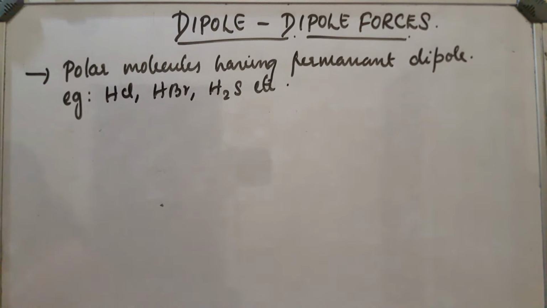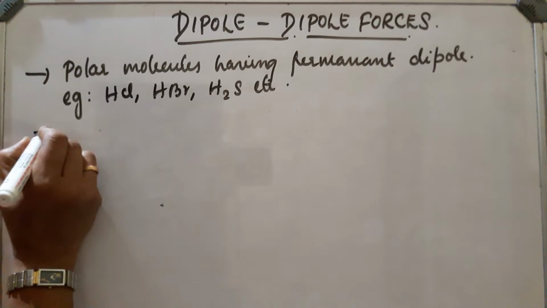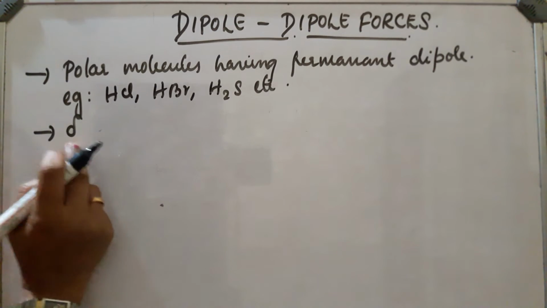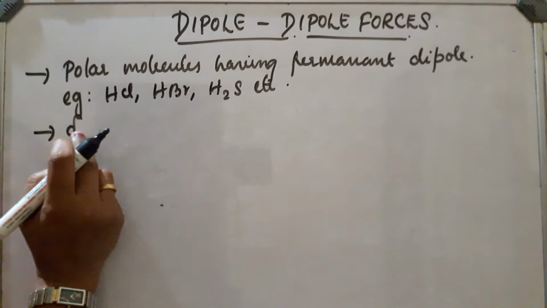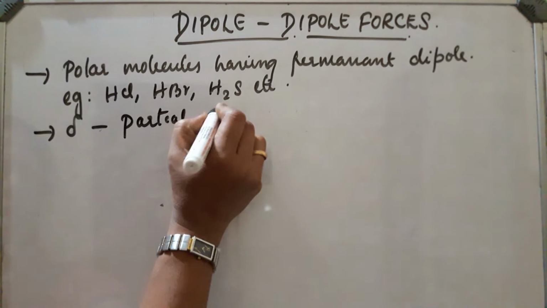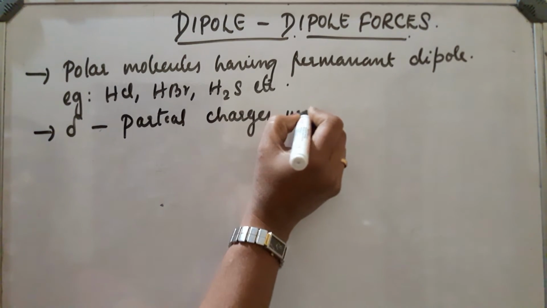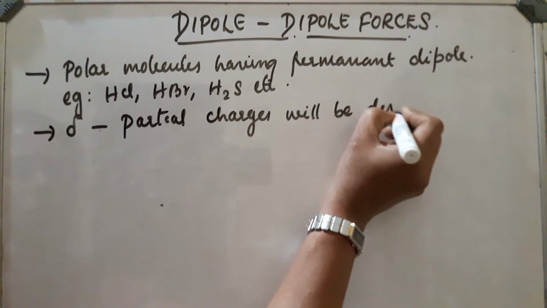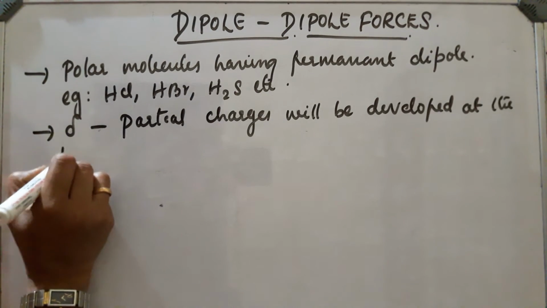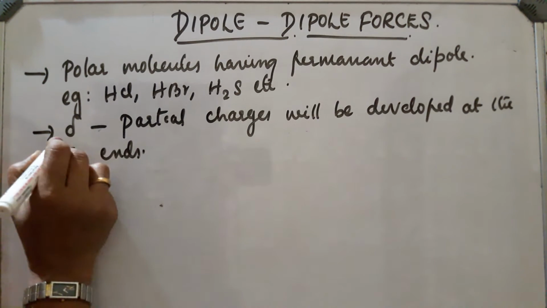Now the molecules possess partial charges of opposite sign at their two ends, which is denoted by the letter delta. So if we take the example of HCl, there will be a partial negative charge at one side and a partial positive charge at the other side. Partial charges will be developed at the two ends, and it is denoted by the letter delta.